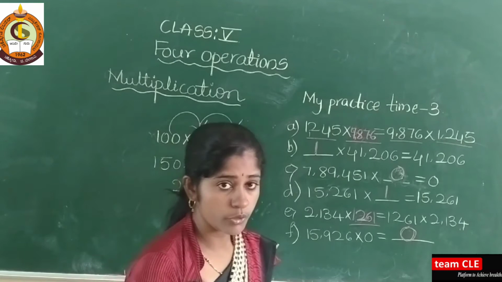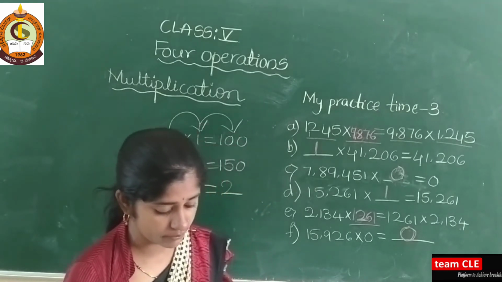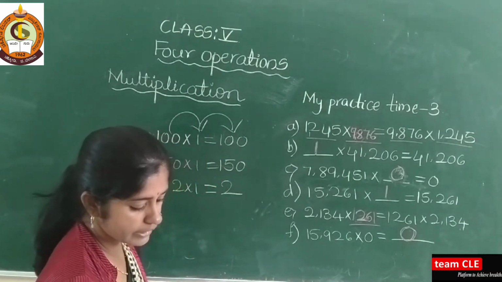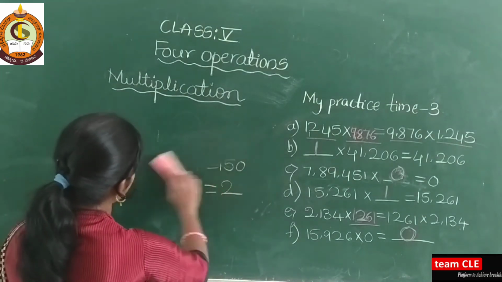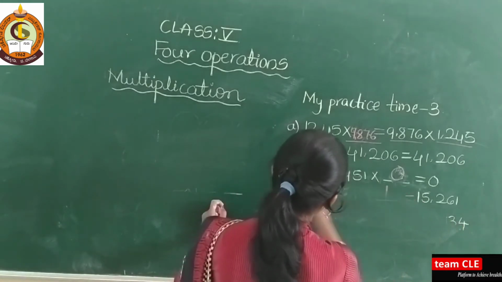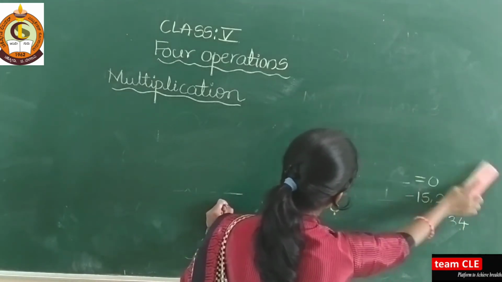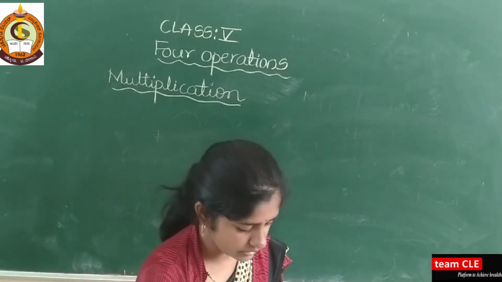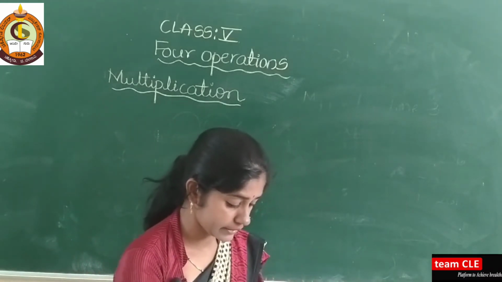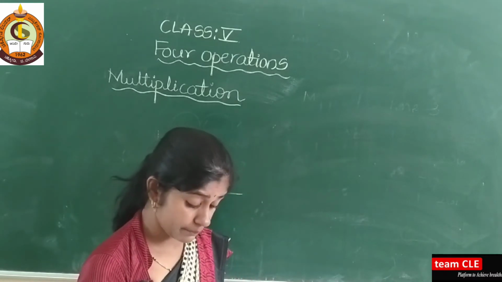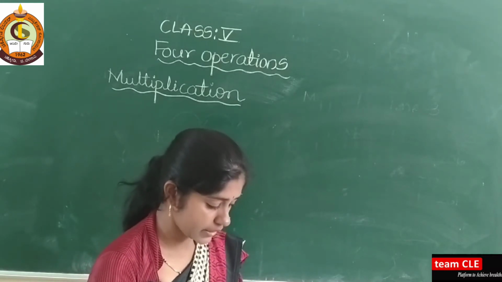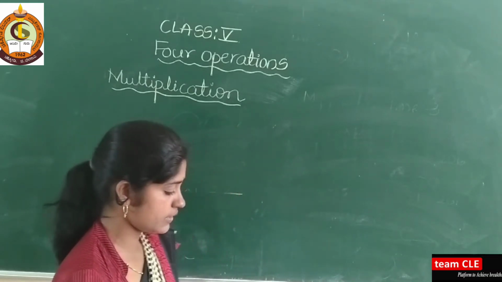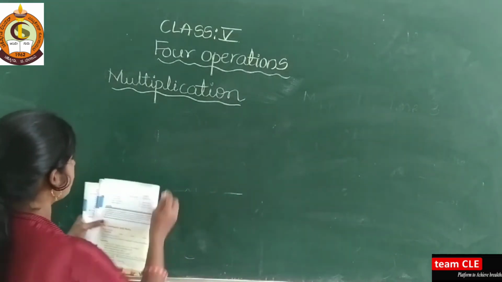And here one more concept will come: multiplying by multiples of 100 and multiples of 10. So let us see how to solve those examples. You have some examples from your My Practice Time 2 and 3, on page number 98. Fill in the blanks.